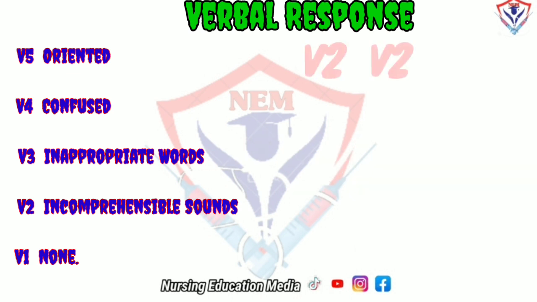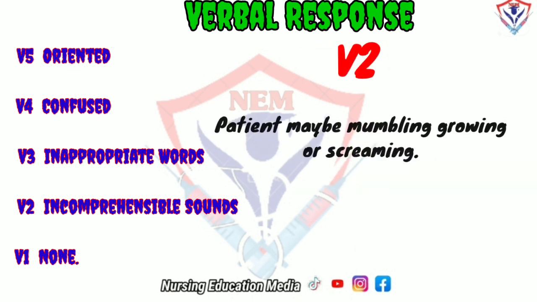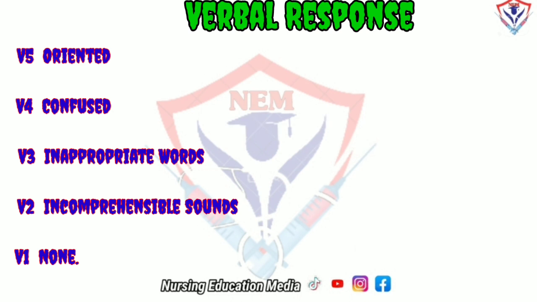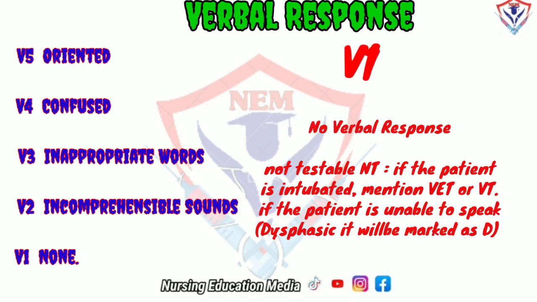The next scoring is V2, that is incomprehensible sounds. Patient may be mumbling, groaning, or screaming. And the last score is V1, that is none. Here there is no verbal response at all. Other scores like NT, that is not testable, are given if the patient is intubated, and it is mentioned as VET in case of endotracheal intubation or VT in case of tracheostomy. If the patient is unable to speak, that is dysphasic, it will be marked as D.